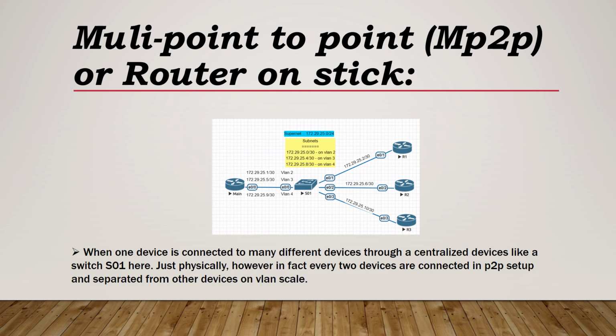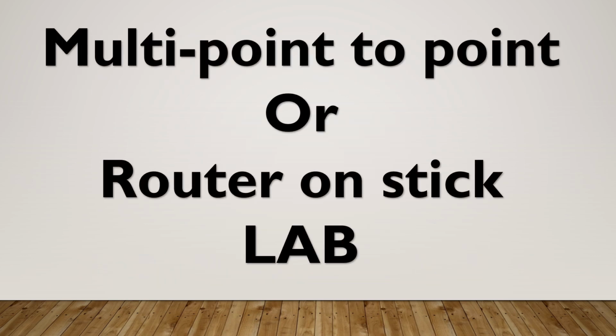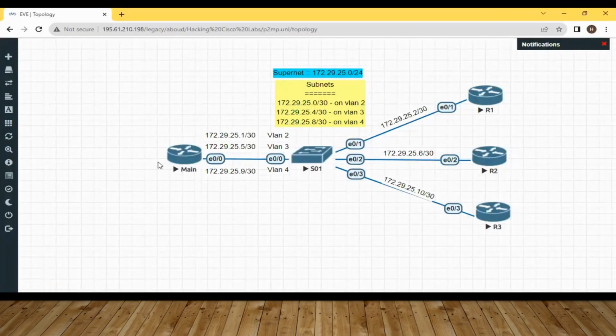When one device is connected to many different devices through a centralized device like switch S1 here, just physically. However, in fact, every two devices are connected in point-to-point setup and separated from other devices on VLAN scale. This is our lab. Here we are having our setup physically similar to such of the point to multipoint lab. However, both are totally different, where our lab here is a group of multi-point to point connections separated on VLAN scale by switch S1.